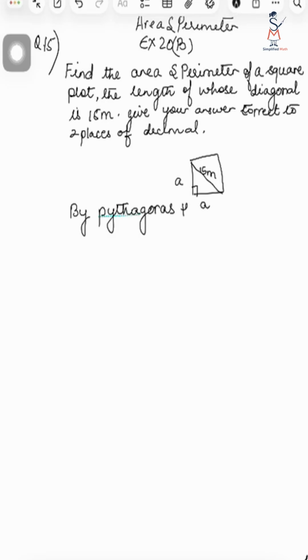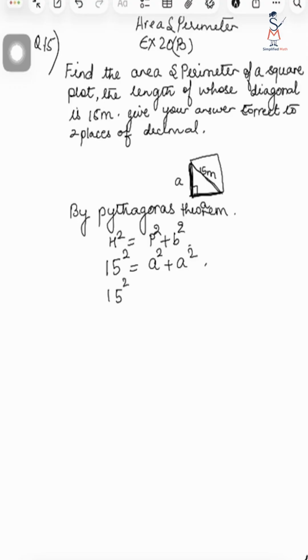By Pythagoras theorem, we know that hypotenuse square is equal to perpendicular square plus base square. This is perpendicular and this is base, right? So now hypotenuse is the longest side of the right angle triangle. So this is a right angle triangle. So 15 square is equal to a square plus a square. Fine. So 15 square is equal to 2a square.